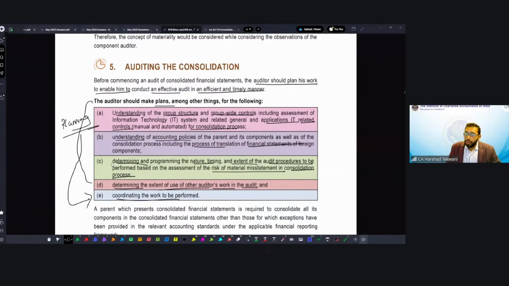Clear? So you need to understand what is asked, whether it is asked in what areas or what are the specific areas where you need to look for the consolidation. No, it is not asked in that way. What is asked is the work you would perform as an auditor. If you write different areas of the audit, that is not appropriate.